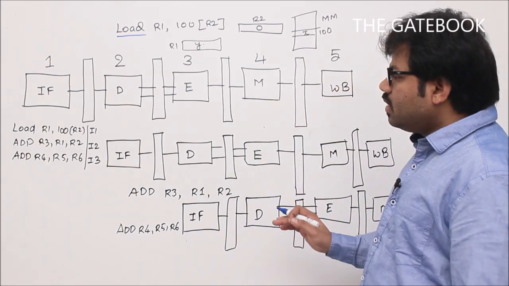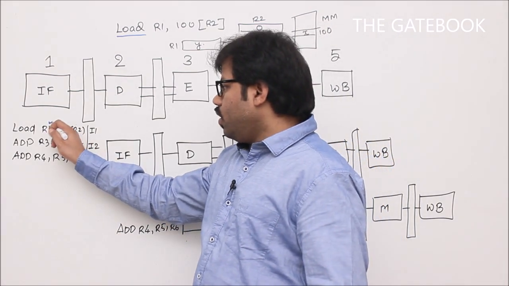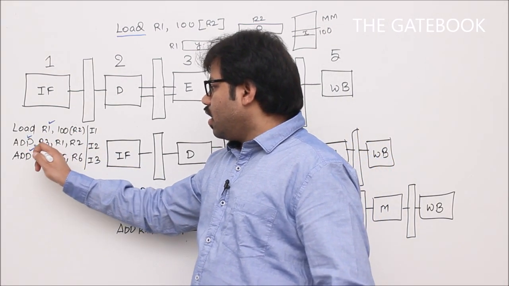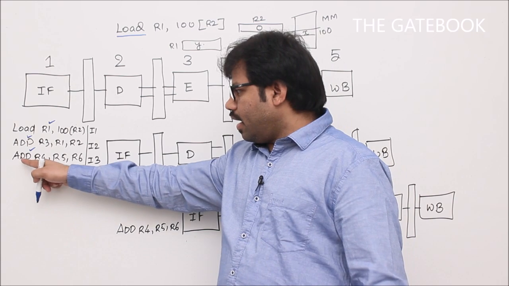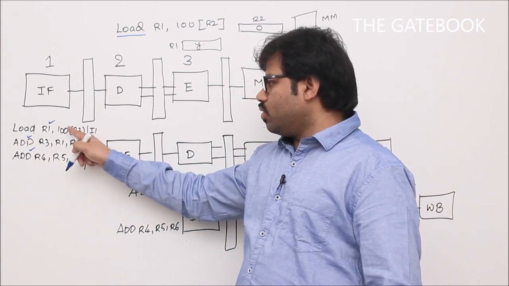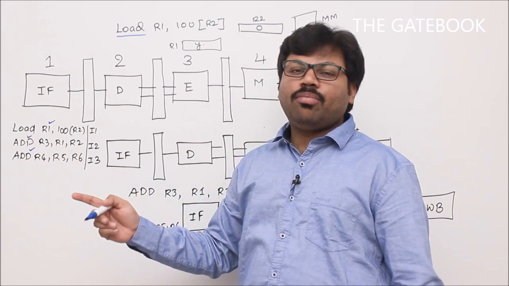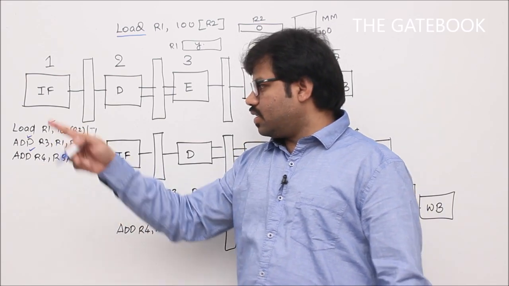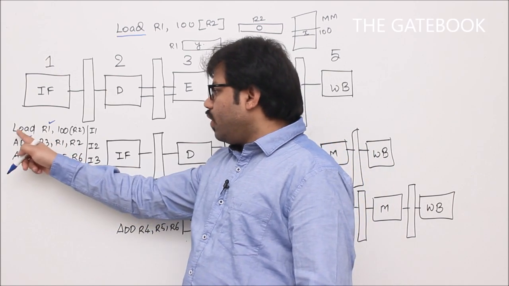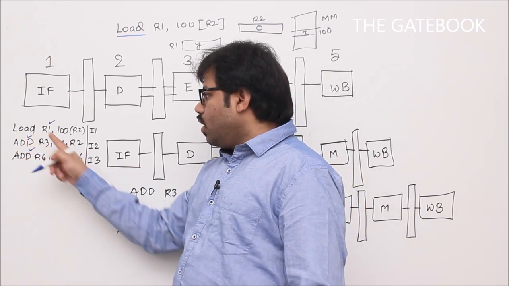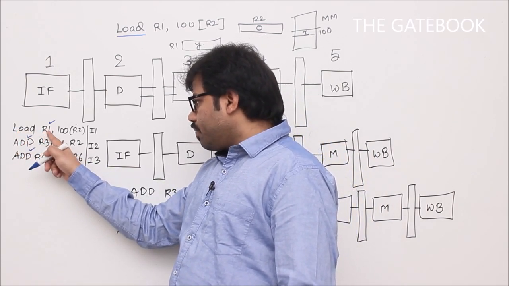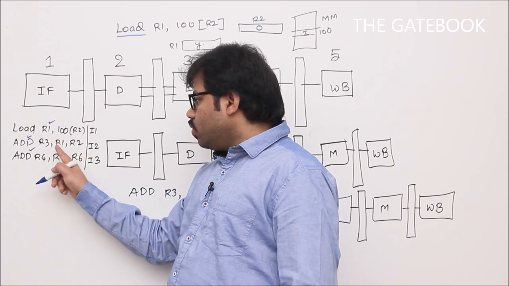First of all, consider these three instructions: load, add. If you carefully observe, this third instruction is independent of these two. There is no data dependency. R4, R5, R6 are completely different from these registers. So now there is a dependency between the load instruction and the add instruction. Load is modifying R1, add is using R1.